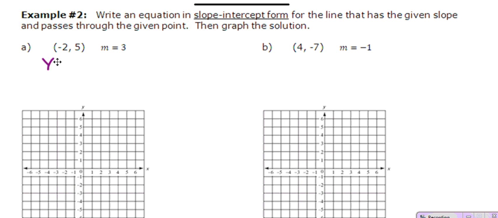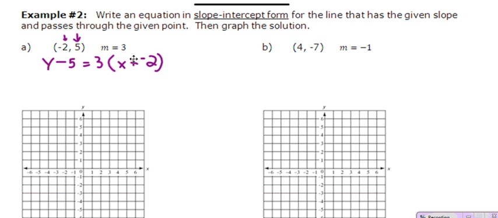So y minus y1, that's 5, equals the slope, which is 3, times x minus x1, which is negative 2.